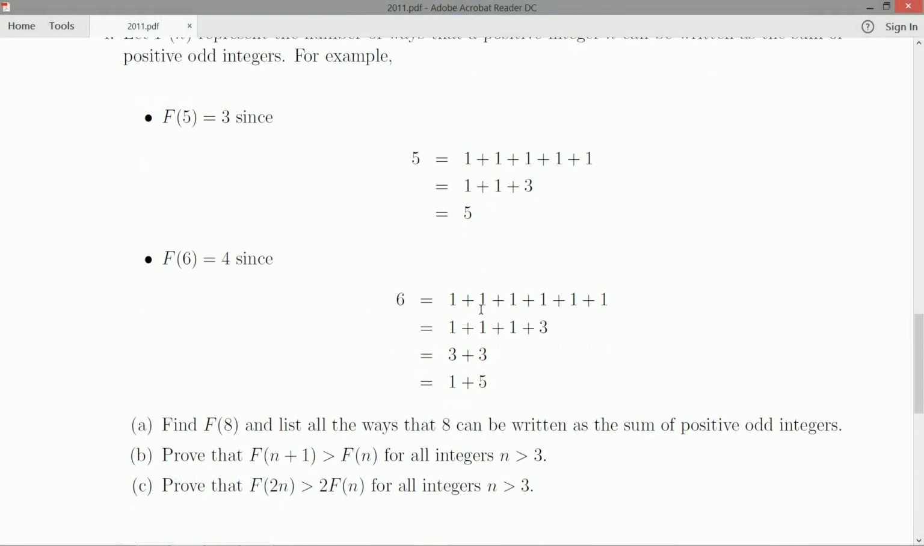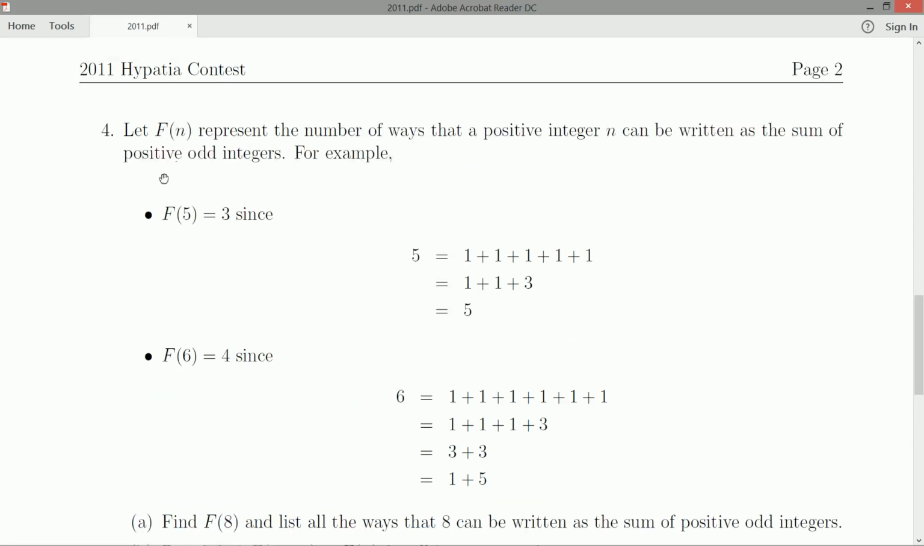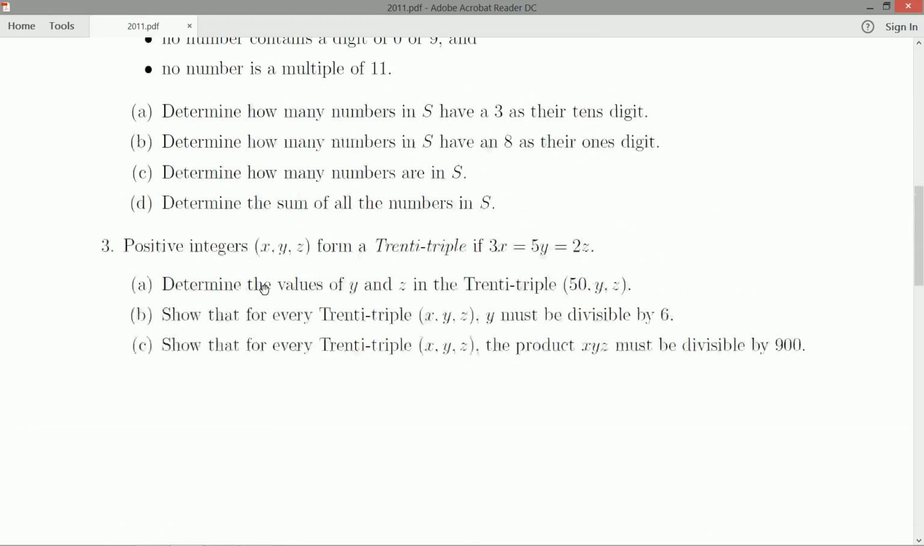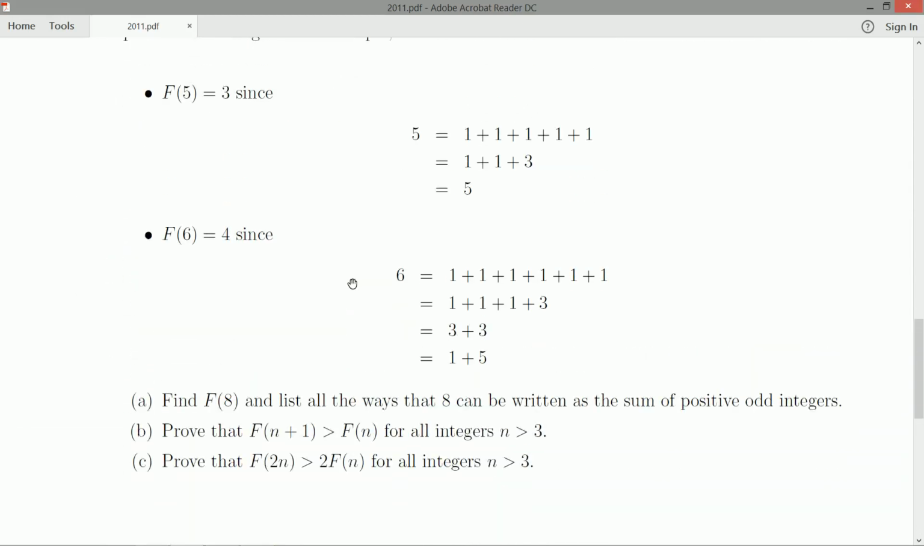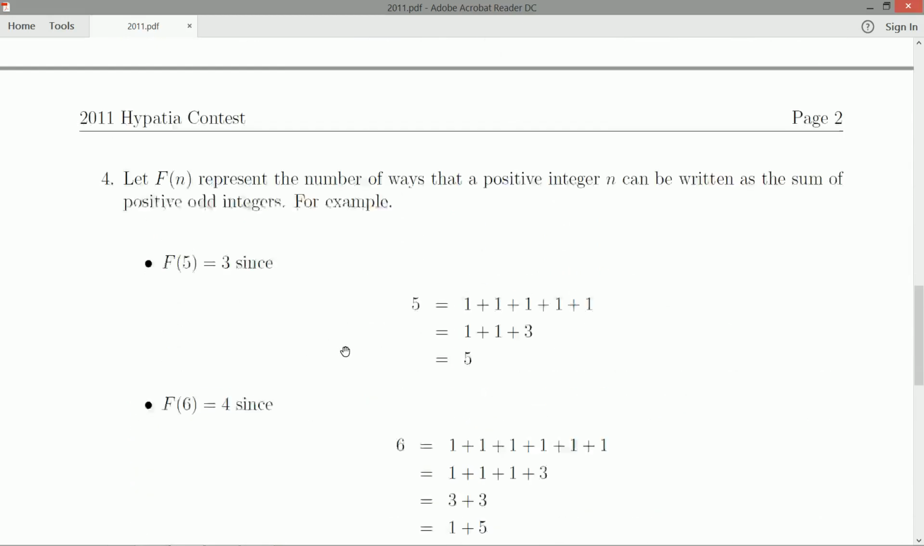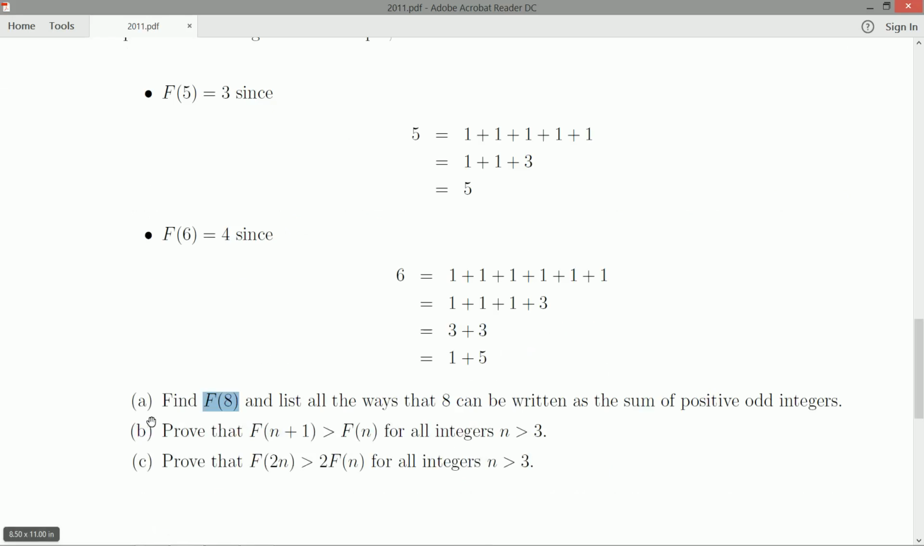Okay, so what are we asked to do? Find f of 8 and list all the ways 8 can be written as a sum of positive odd integers. I was talking a bit about this when we did question 3. This is sort of dipping our toe in the water. We've got a brand new function. Do they understand it? Can they just compute something as simple as f of 8? Whether or not that's going to be hard, I don't know. It shouldn't be. What would part b be?